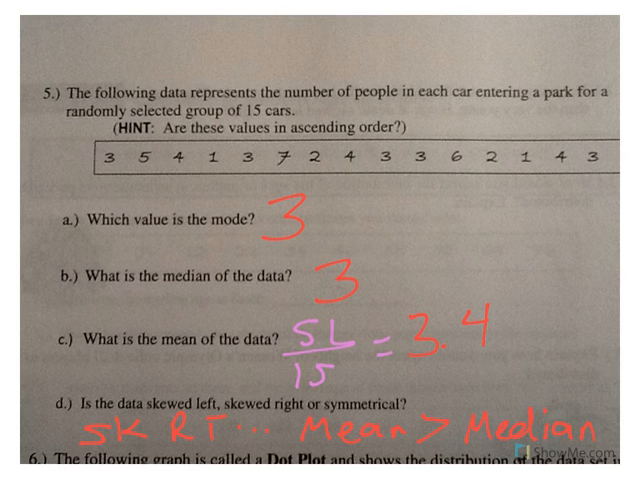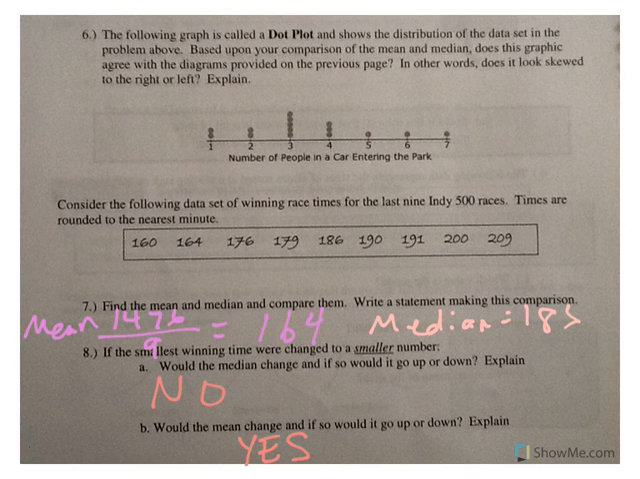Because the mean is greater than the median, right? Mean is greater than the median, it is skewed right. You get that from the previous page. At the bottom, 7 and 8, so 7, the mean, when you add them all up, you get 1476. Divide by 9, you should get 164. And the median is 186, even though that's horribly written. 186, so the median is greater than the mean, so that one's skewed left.